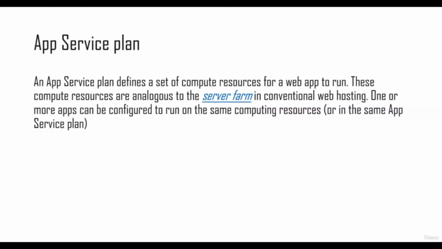Okay, so now let's talk about a very important concept called app service plan. Whenever you create your app service, a bunch of compute resources is created underneath it for that particular app service to run. These compute resources are analogous to a server farm in conventional web hosting. You can have one or more apps configured to run on the same compute resources. Currently we are using the free tier. The problem with the free tier app service plan is that not much functionality is available within it.